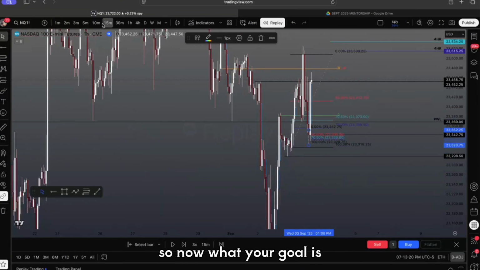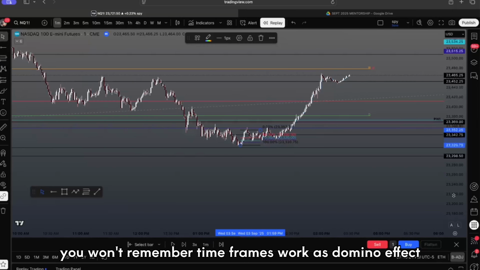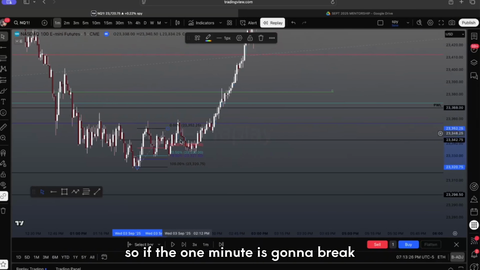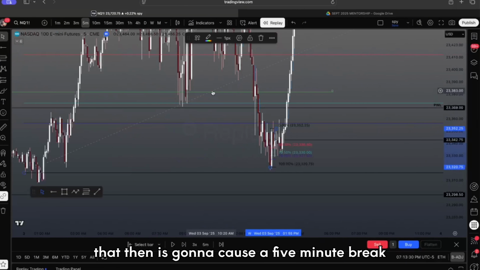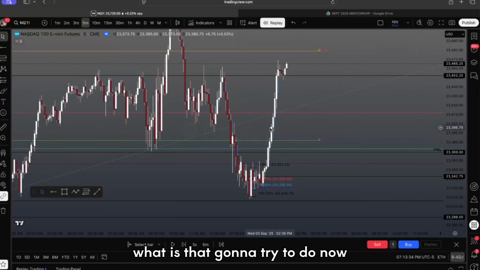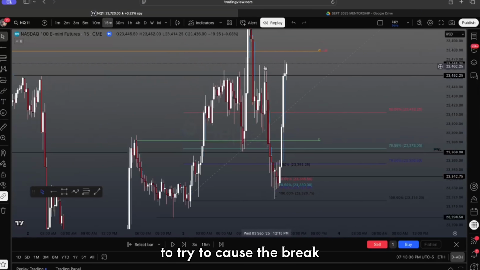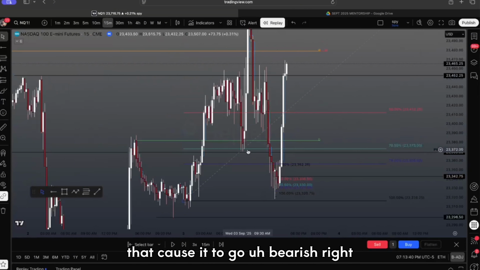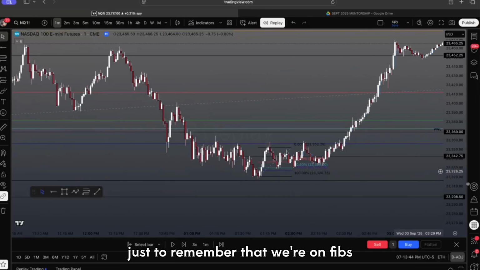So now your goal is having a market structure shift on the 1 minute to the upside. You want to remember time frames work as domino effects. So if the 1 minute's going to break, what is that going to do? That then is going to cause a 5 minute break above this high here. Now when the 5 minute breaks, what is that going to try to do? That's now going to go for the 15 minute high to try to cause the break that causes it to go bearish, right? So let's go ahead and go back to the fibs just to remember that we're on fibs.